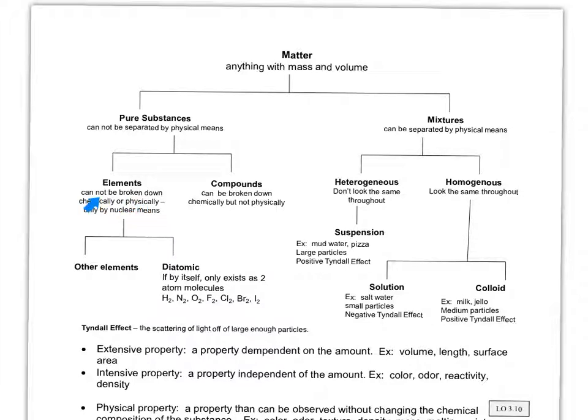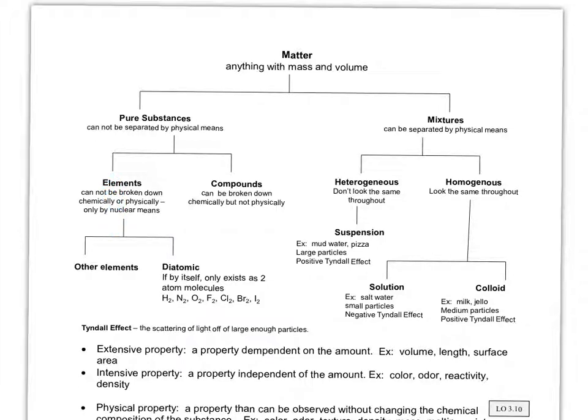So if I do a chemical reaction, I still cannot change a hydrogen atom. It's still a hydrogen atom. The only way I can really change them is by nuclear means, and nuclear chemistry is out of the AP exam, so you do not need to worry about that.